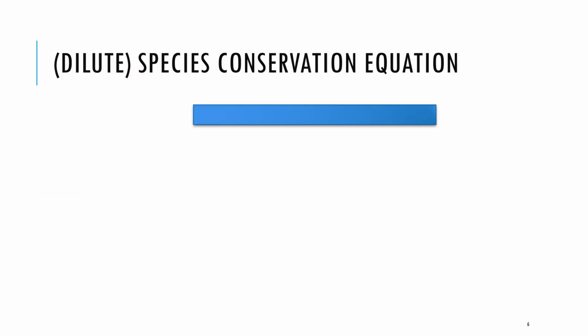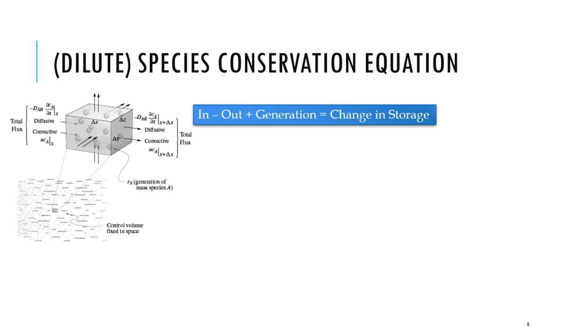With mass fluxes defined and mass generation discussed, we now want to put everything together to derive this mass conservation equation. So basically we're going to put all those flux terms and the generation terms into this mass balance: in minus out plus generation equal to change in storage. So for this we need to define a control volume.